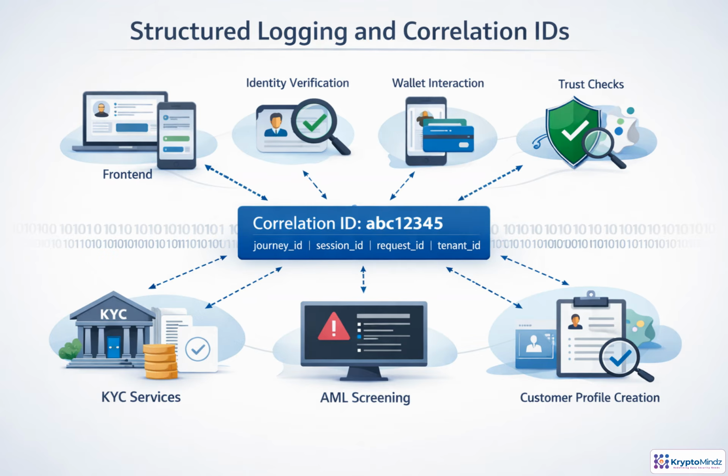Structured logging turns raw log lines into data you can search, alert on, and use to reconstruct incidents. For each onboarding journey, define stable fields like Journey ID, Correlation ID, Session ID, Request ID, Tenant ID, and Component Name, and ensure those values flow through every API, queue, and external KYC or AML call. Keep logs rich in operational metadata, but never include sensitive personal data, secrets, or credential payloads. And clearly separate diagnostic logs from formal audit evidence.